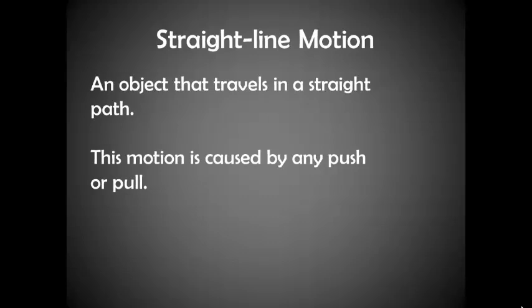Let's start with straight line motion. Straight line motion is when an object moves in a straight path, and this is caused by any type of push or pull. Let's go with some examples. One example would be the boy pulling the wagon and moving it in a straight line. Another would be someone running in a straight path or pushing a shopping cart in a straight path. You can also have straight line motion moving downward or upward as long as the object is traveling in a straight path.